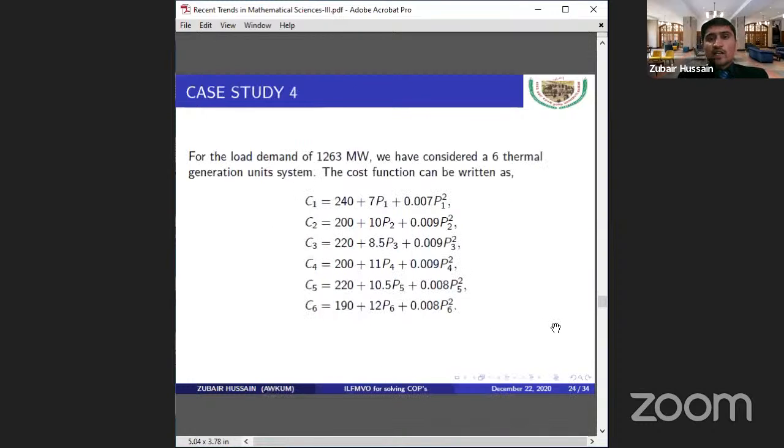Now, this is the final case study that we have considered, of 1200 megawatt and 6 generation units. Their objective function can be expressed as C1, C2, C3, C4, C5, and C6.